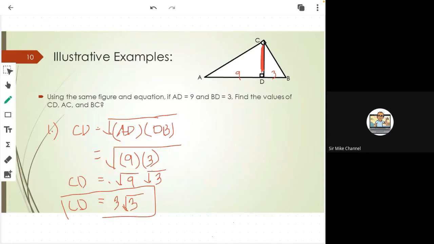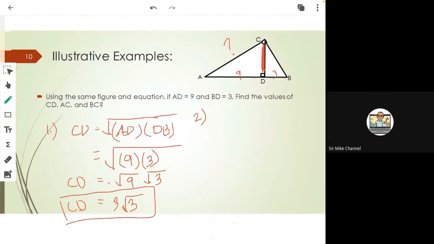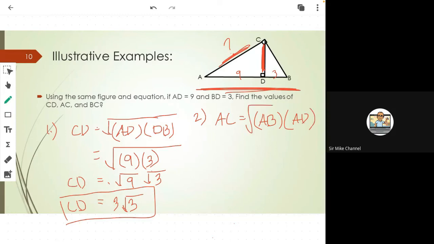Okay. How about number 2? Ito naman ang AC. So, itong AC na hinahanap. Pag nag-derive tayo ng formula, yung AC, diba, ito yung hypotenuse natin, times the value of AB. Ano yung adjacent natin dito? Yung AB. Ayan. Then, getting the square root.